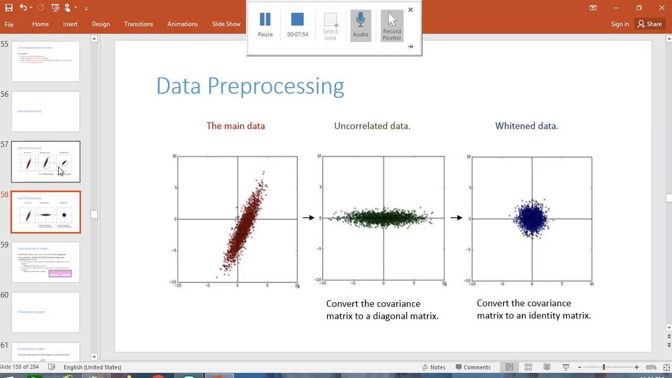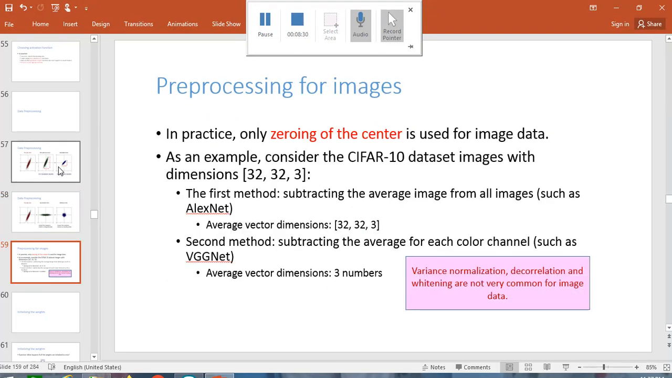Two things can be done to zero the center, to zero the mean. Suppose you have, for example, 50,000 data in the training set in the CIFAR problem. The dimensions of each data are 3 multiplied by 32 multiplied by 32. Means can be obtained in each column, each feature, and thus we have a vector. Now you can subtract this row from each row of the data matrix with one command.